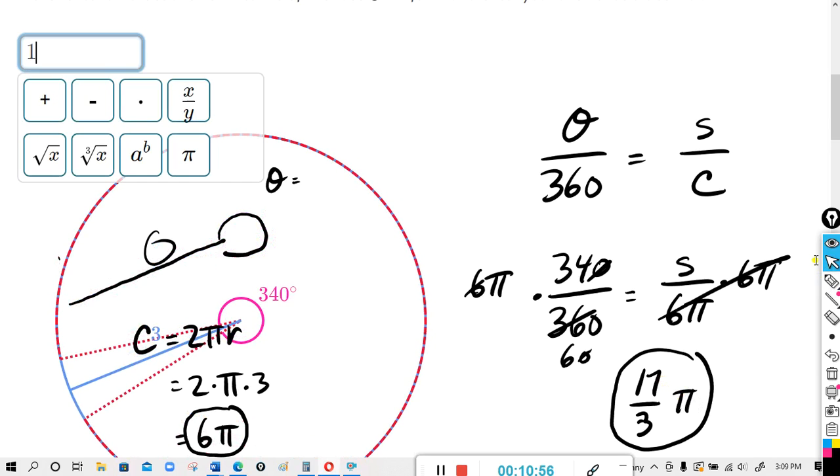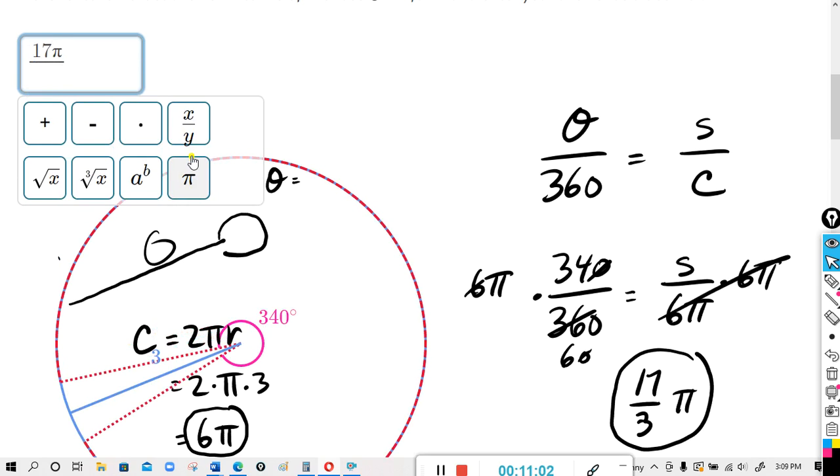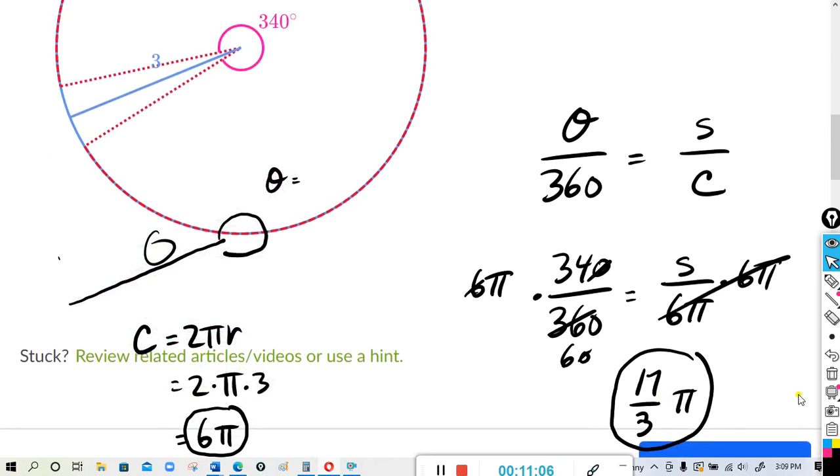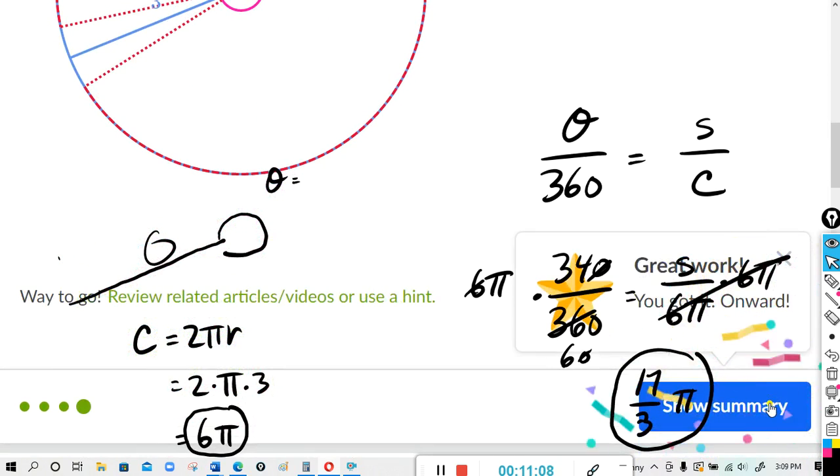So 17, click on pi right here or type pi, click slash, and then 3. 17 pi over 3. All right, so you use this ratio when finding arc length and your measurements are in degrees.